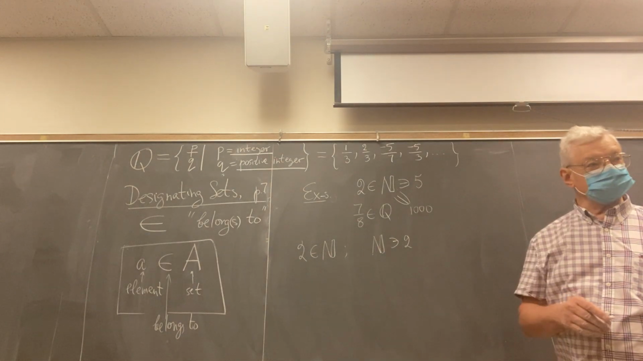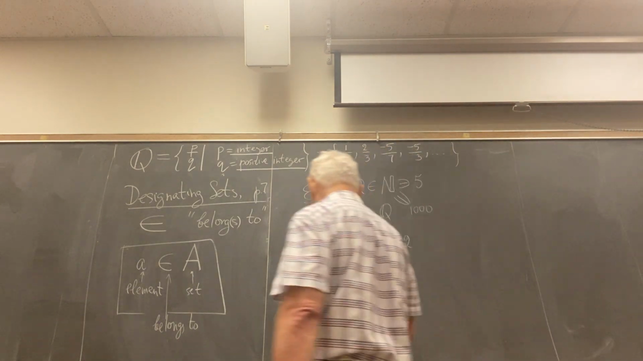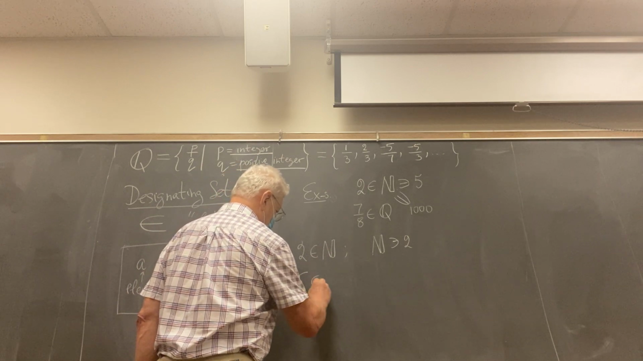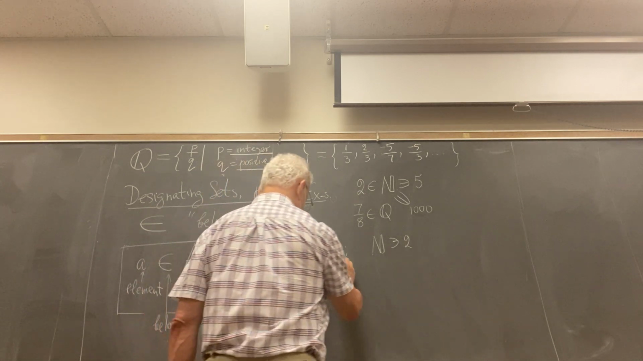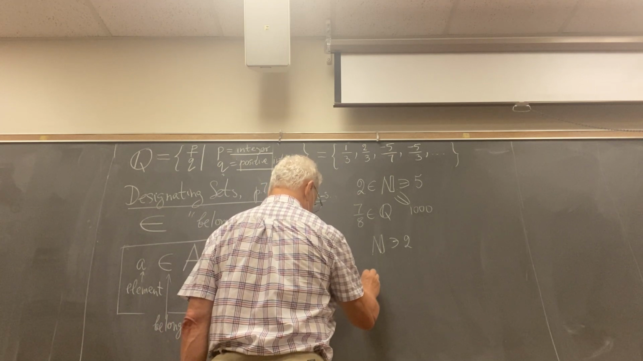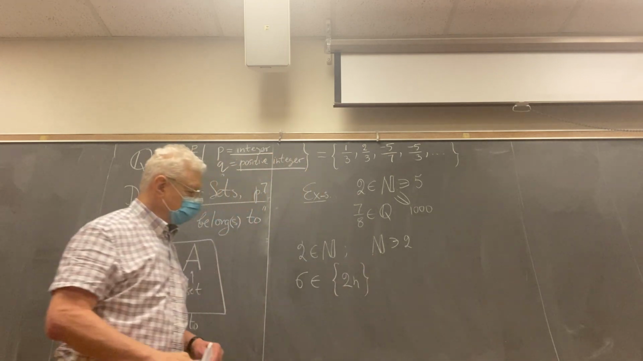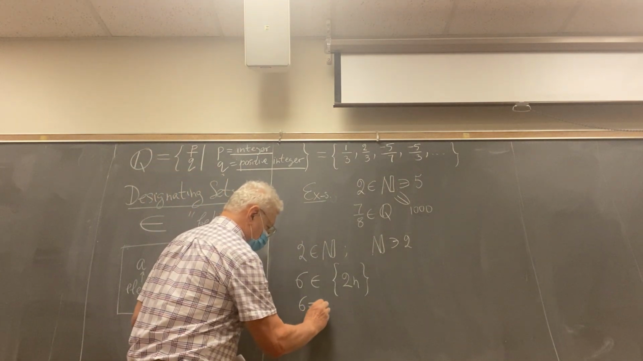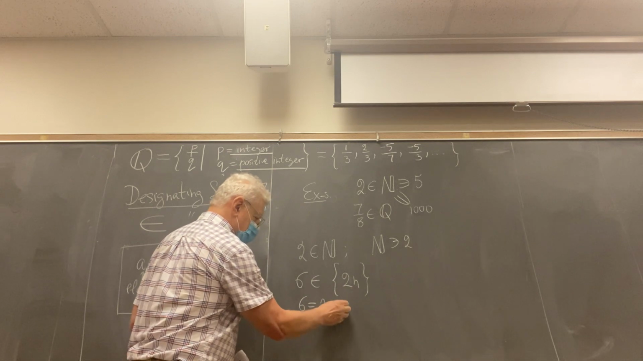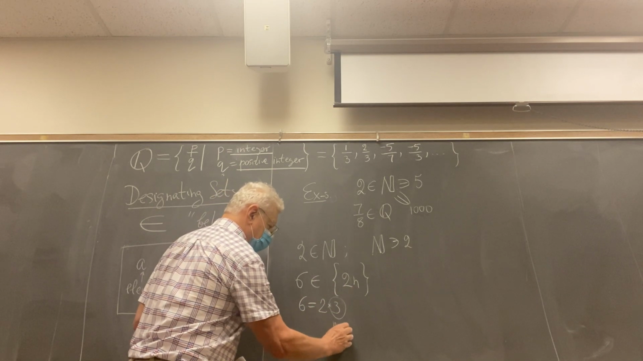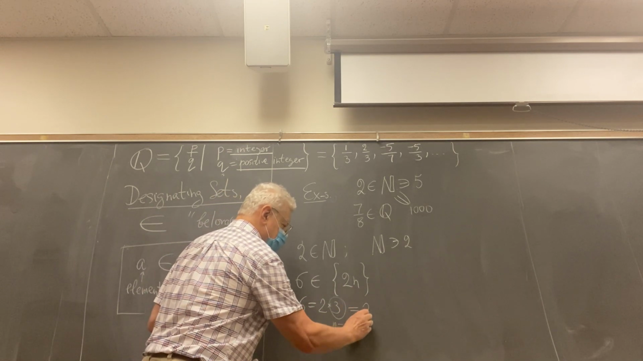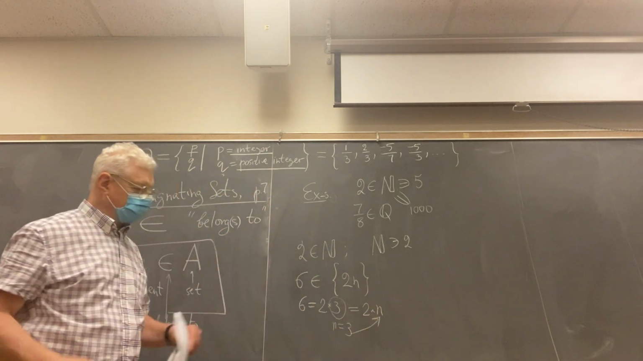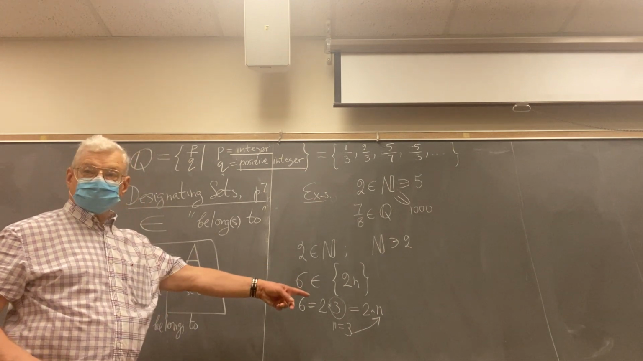So you understand what that is? For example, suppose 6 belongs to the set 2n. Why? Because 6 equals 2 times 3, so in this case n equals 3. It's 2 times n, and n is 3. I put in 3 and I get 6. So 6 belongs to that set.